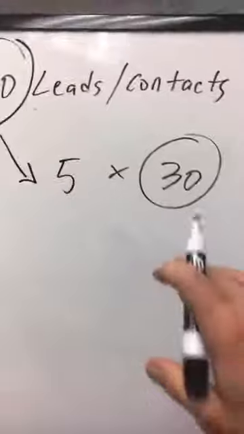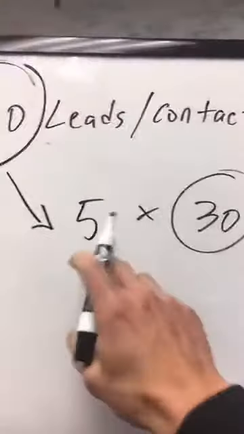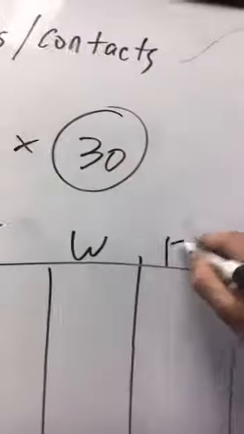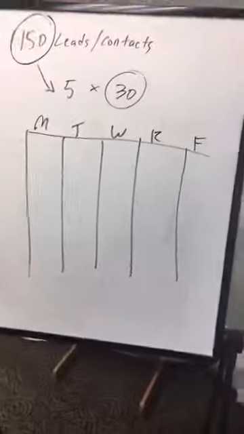So once you've got those 30, those 5 batches of 30, the next thing we want to do is just think about our week. So let me just draw a quick calendar here. And so we got Monday, Tuesday, Wednesday, Thursday, Friday. And then one of the things I like to do is just divide my day into thirds.